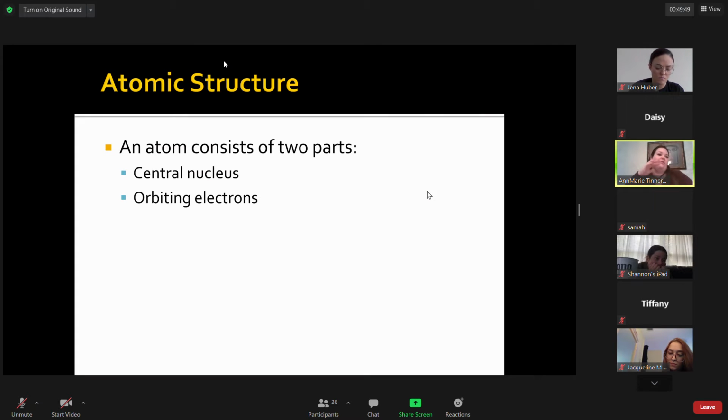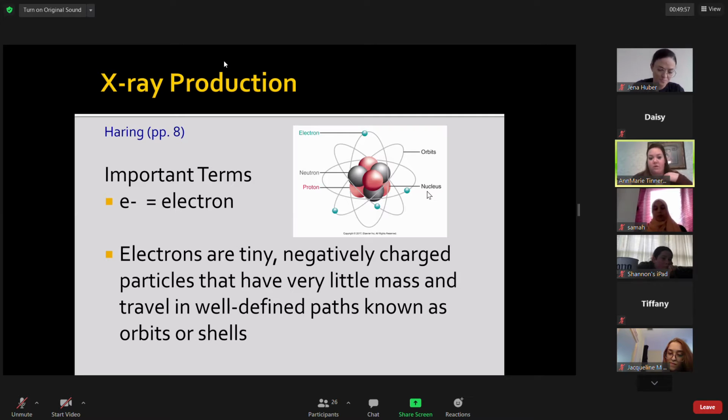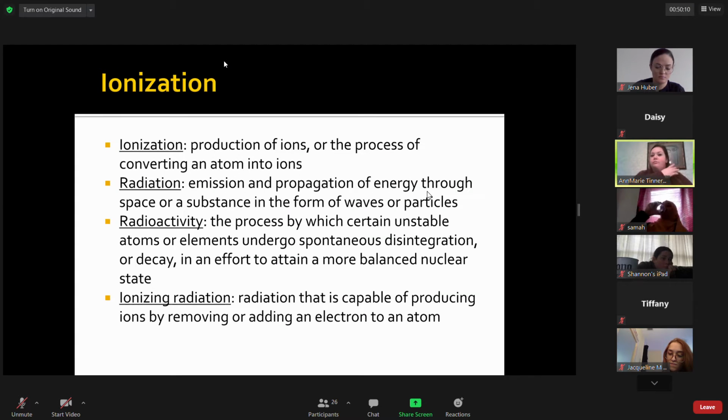So just a review, you guys should already know this. The atomic structure: an atom consists of two parts. It has the central nucleus and then the orbiting electrons. Electrons are tiny negatively charged particles that have very little mass, and they travel in well-defined paths known as orbits or shells. All right, so this should all be a review. What is ionization? This is the production of ions and the process of converting an atom into an ion.